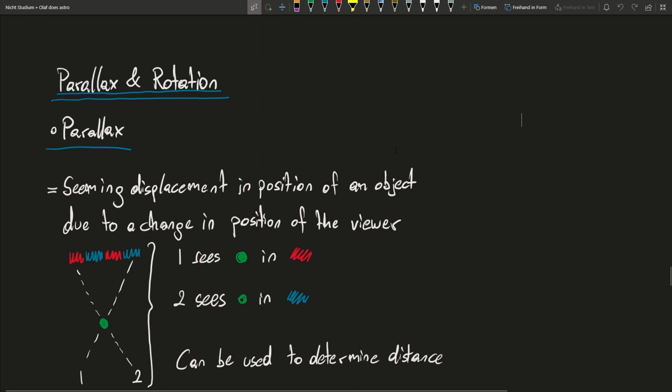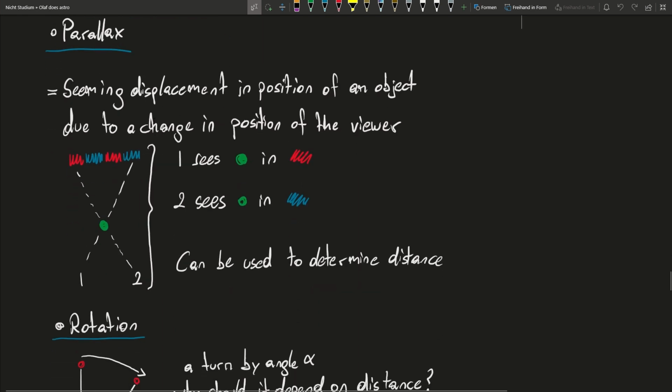Okay, parallax. This is my definition, how I would roughly explain it: a seeming displacement in position of an object due to a change in the position of the viewer, right? So I started here. Let's say position 1 is on the left here, position 2 is right here. We have some object in the middle, a green blob in my case, and we have a colored wall in the background. Of course, person 1 will see it in the rightmost blue strip, while person 2 would see the green blob at the leftmost red wall, kind of.